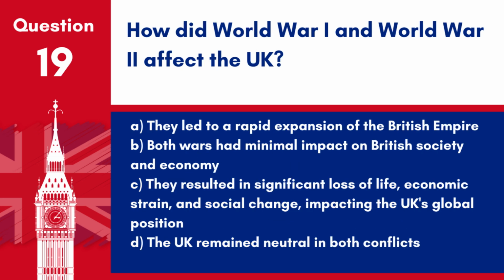Question 19. How did World War I and World War II affect the UK? A. They led to a rapid expansion of the British Empire. B. Both wars had minimal impact on British society and economy. C. They resulted in significant loss of life, economic strain and social change, impacting the UK's global position. D. The UK remained neutral in both conflicts.